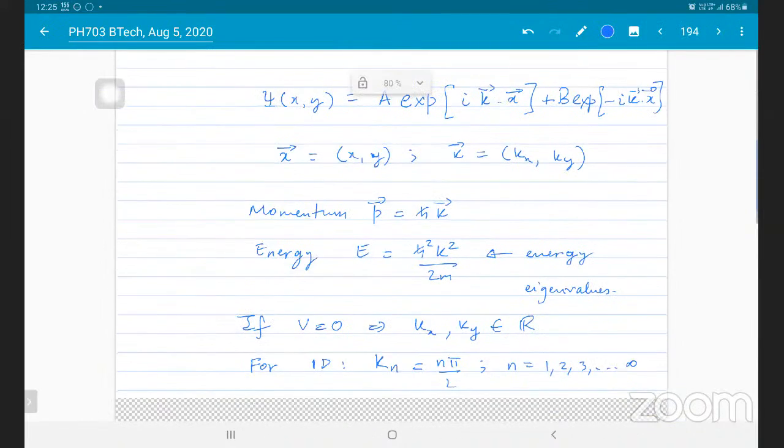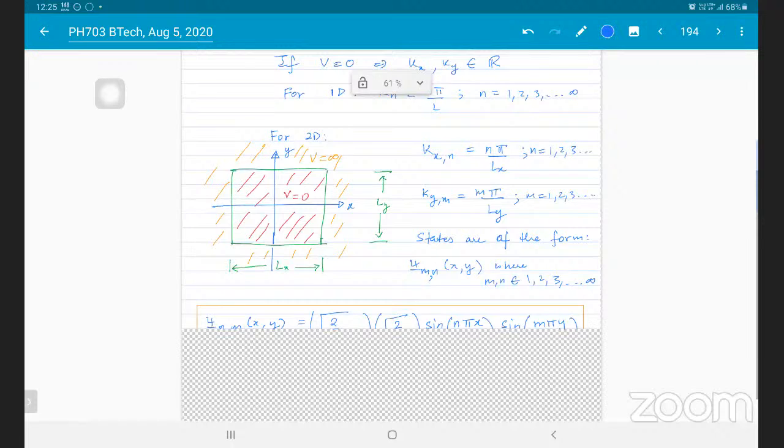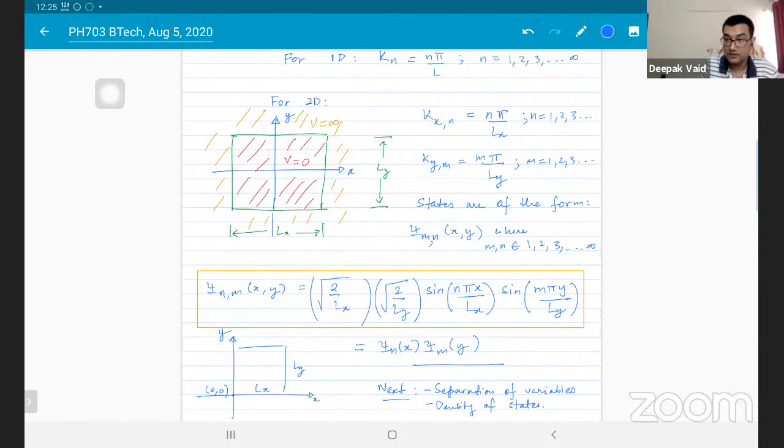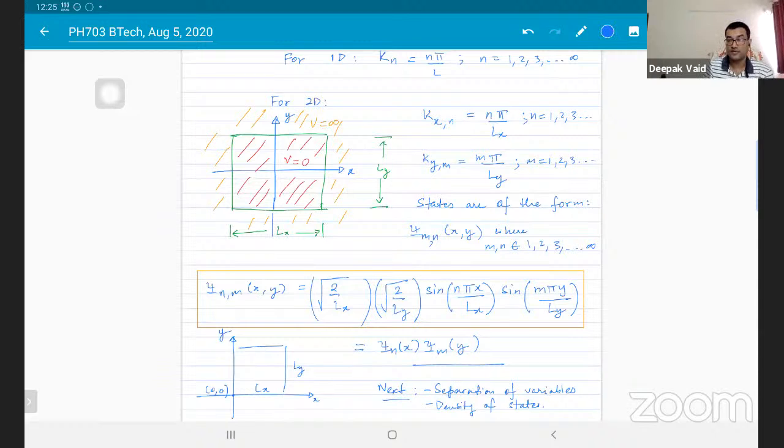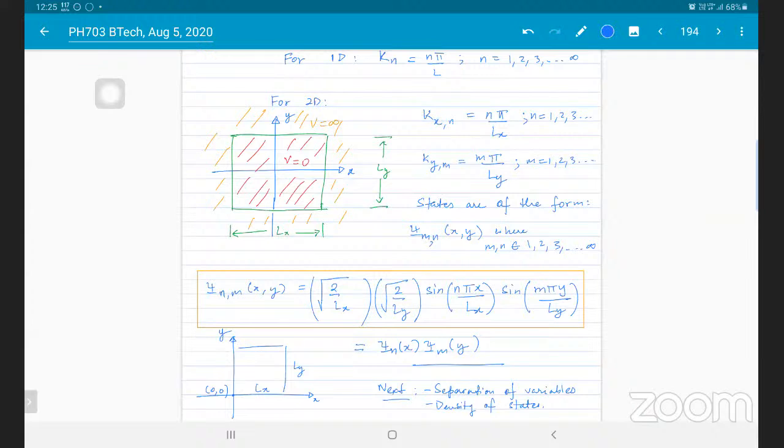Sir, can we write this similarly for any dimension? Absolutely. Because the structure is the same, right? So for 3 dimensions, you just get one more factor.